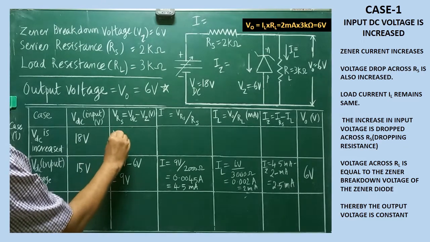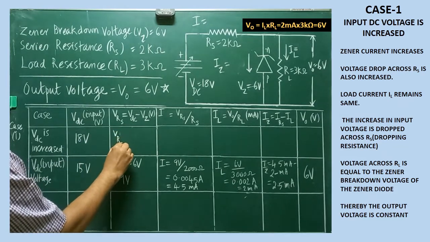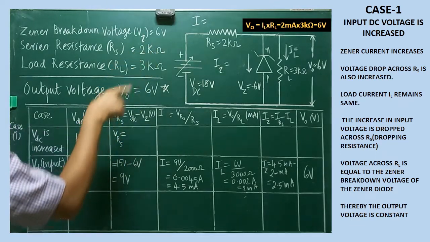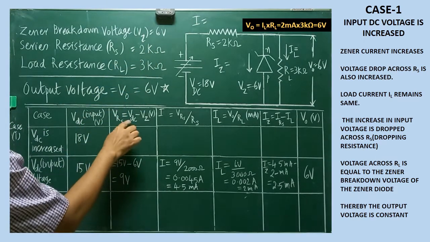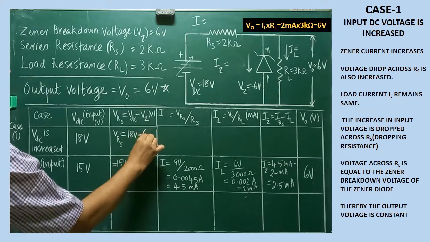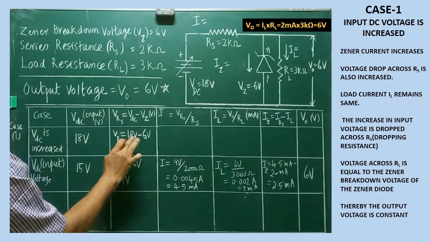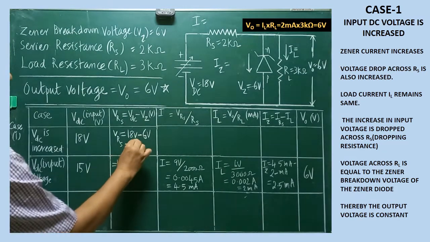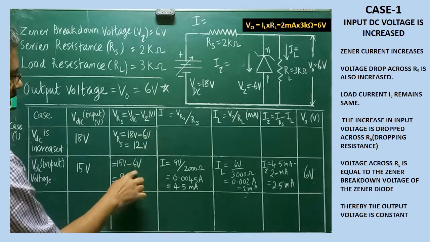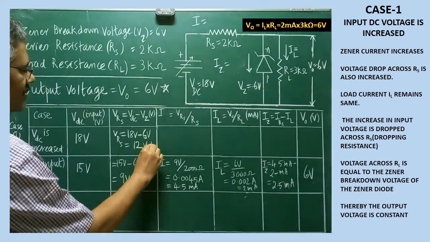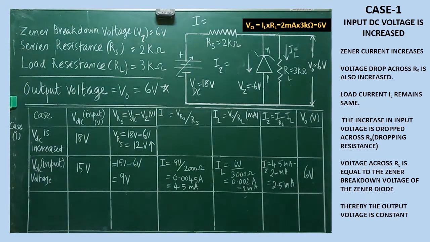So therefore, voltage drop across RS, VRS, is equal to VDC 18 volt minus how much? 6 volt is equal to 18 minus 6 is equal to 12 volt. Here what happened? Compared to this 9 volt, here the voltage drop across RS is increased. Voltage drop across RS is increased.